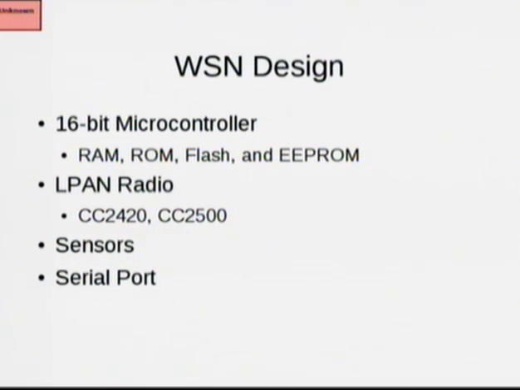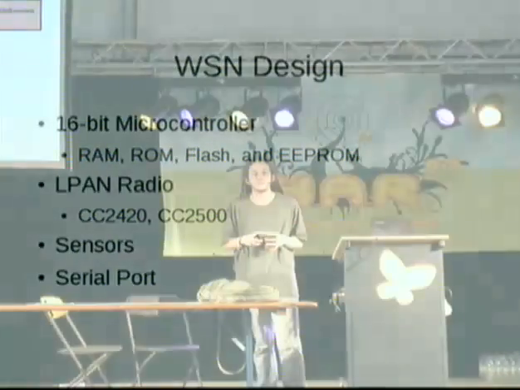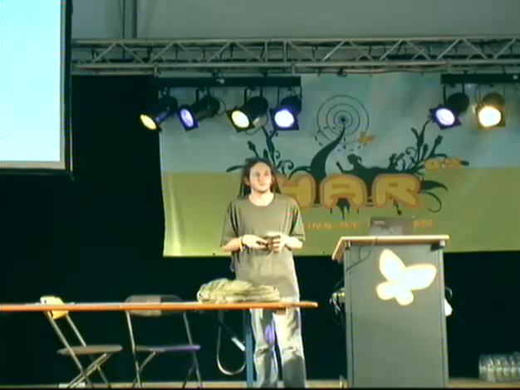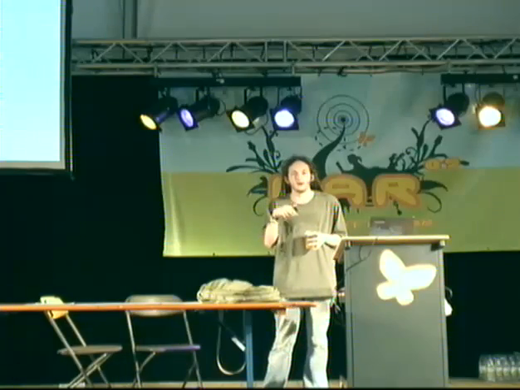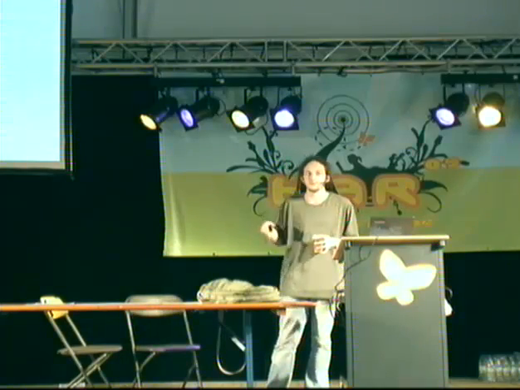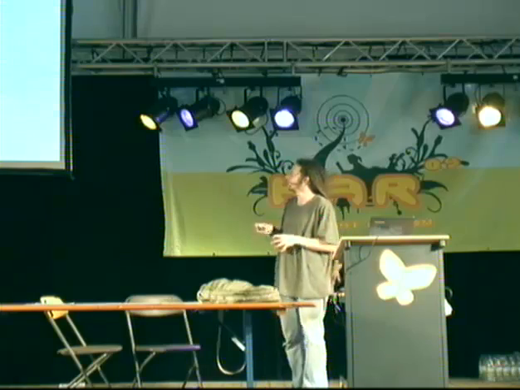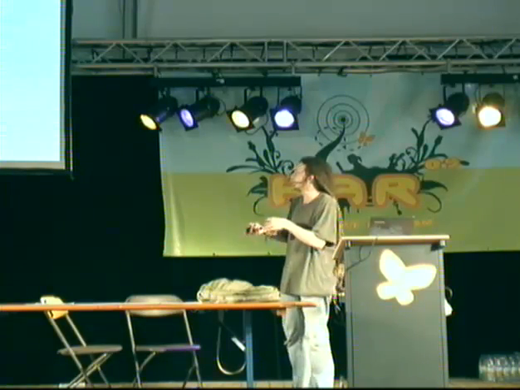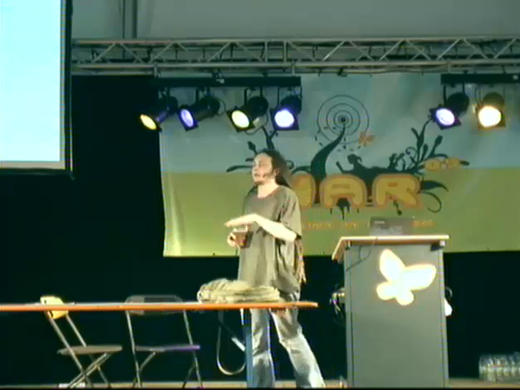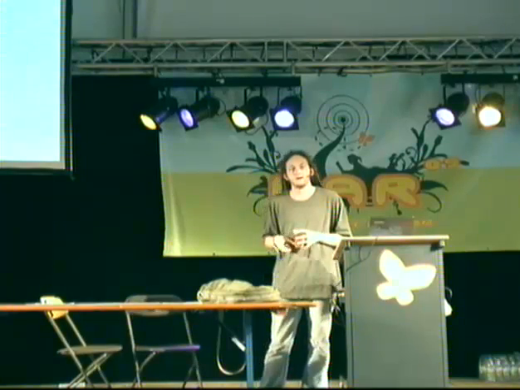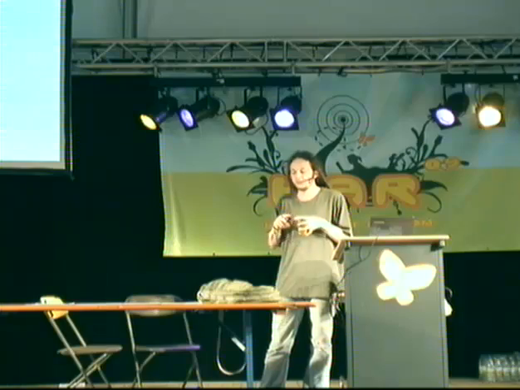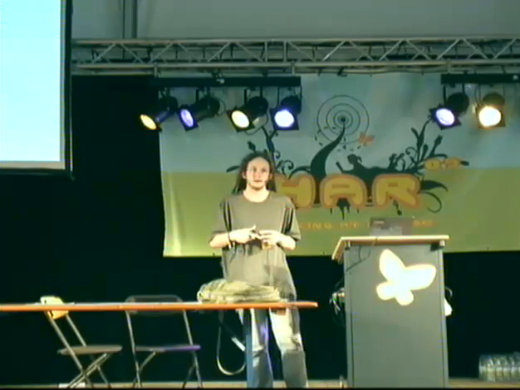So a wireless sensor itself is built up of a 16-bit microcontroller. And this contains within it all of the traditional parts of a computer. You have RAM, you have ROM, you have flash memory, sometimes you have EEPROM. And these are held within a single package, so it's very difficult to spy on what one piece of the chip says to another piece of the chip. And then they also have a radio, such as a ChipCon 2420 or 2500, which allows it to send a wireless broadcast over a very short range.